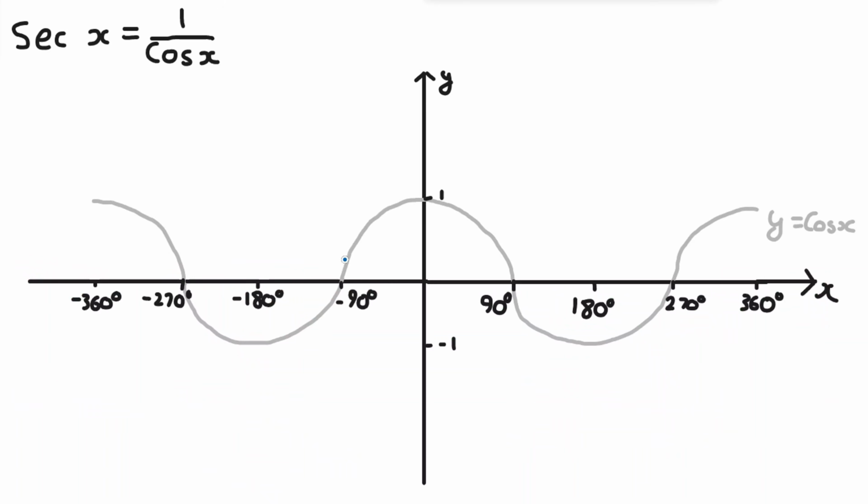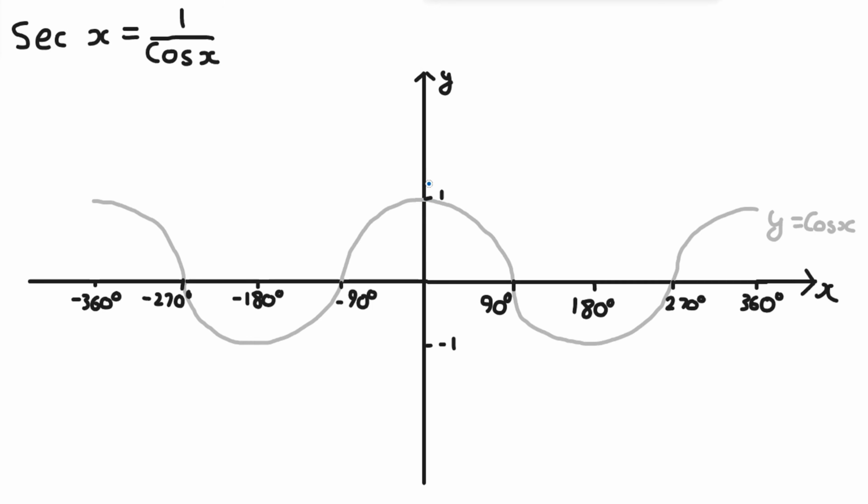You need to be aware of what the graphs of these functions look like. So let's start with sec of x is equal to 1 over cos x, and let's do it in degrees first. So let's start with what we already know, which is the cos graph, and let's consider some values to understand what this graph will look like.